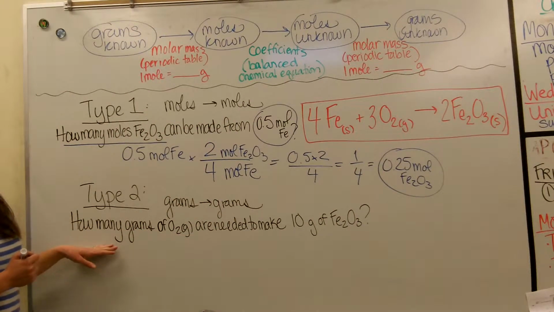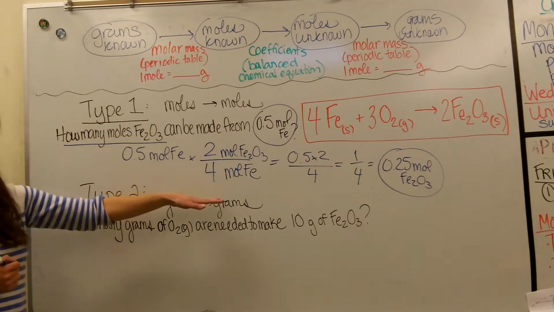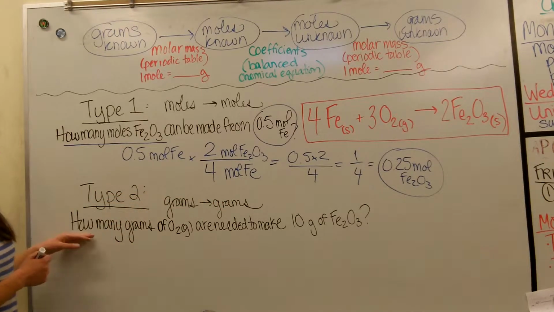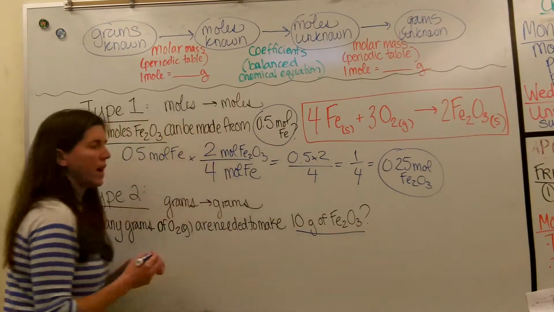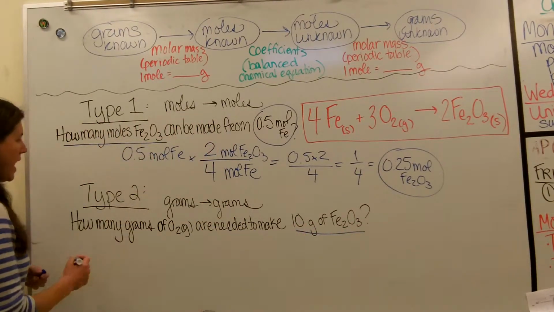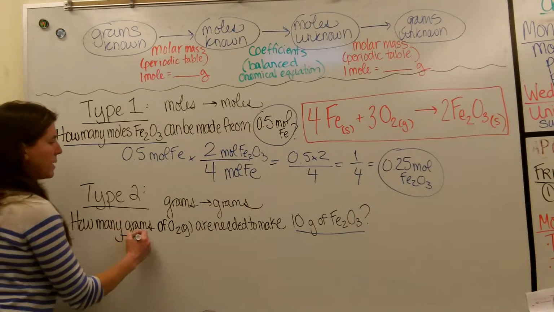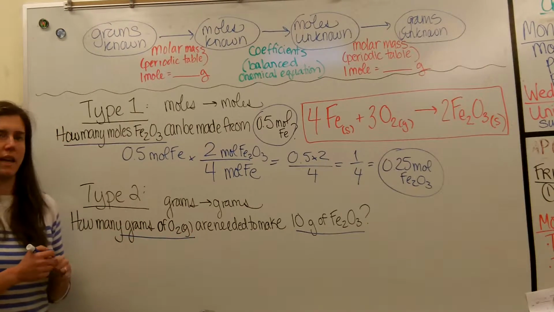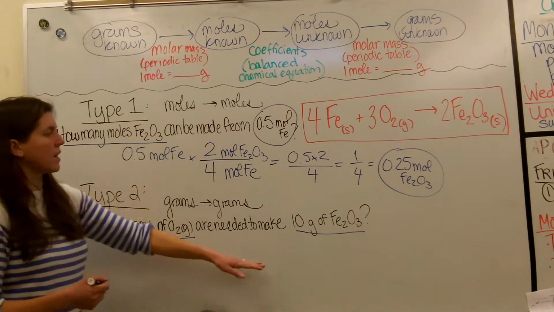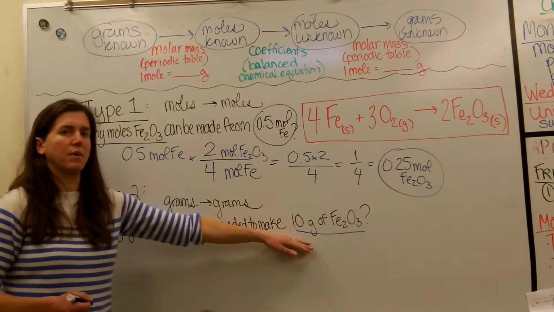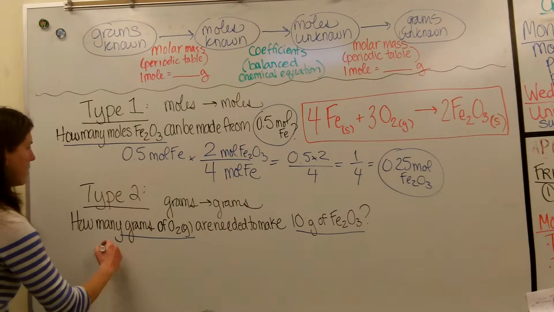This problem is going to be what we call a grams to grams problem. So if I look down here, I see what's given to me is 10 grams of iron oxide. And what I'm trying to find is how many grams of O2 would I need in order to make this much iron oxide. So just like I did up here, my first step is I'm going to take the number given to me in the problem and I'm going to write it down.